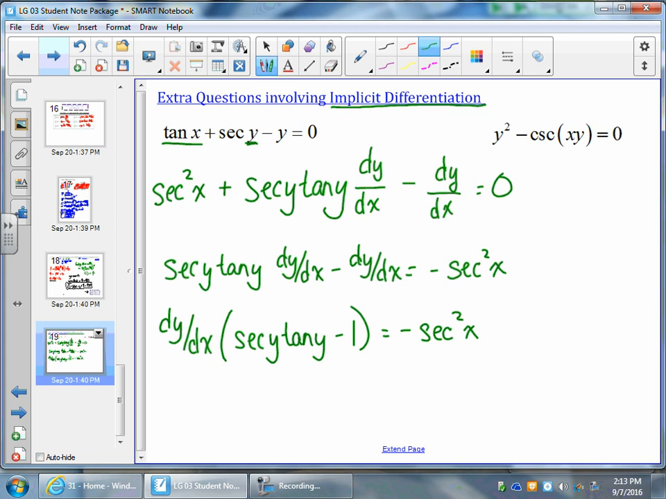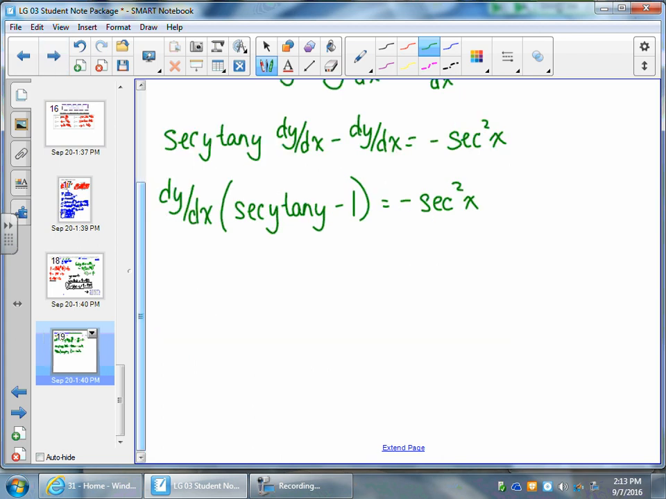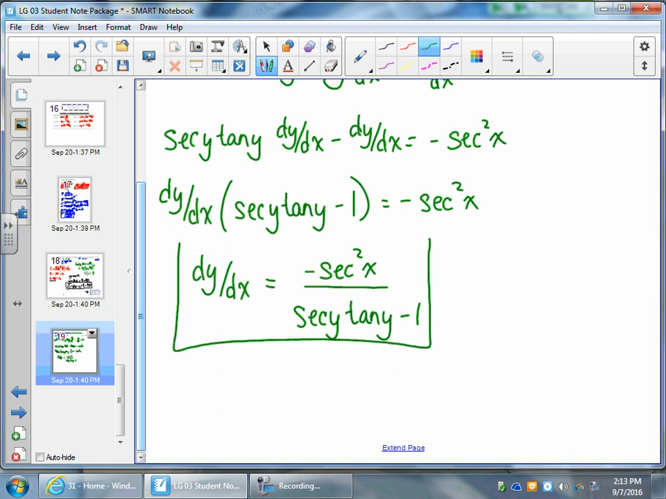I want to divide now both sides by secant y tan y minus 1. So our dy/dx is going to be negative secant squared x over secant y tan y minus 1. And that would be our final answer there. So again, remember those steps in order to solve for that dy/dx.